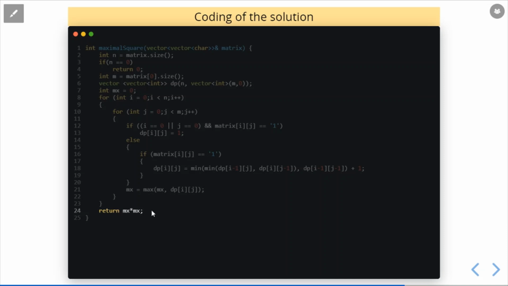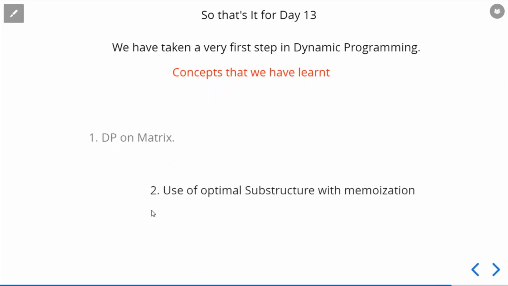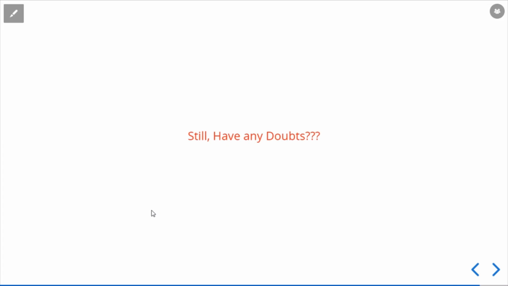So I think the problem was quite easy, and now we are at the stage where we are learning to form an iterative solution from the observations that we can make, and we are learning a variety of problems. So that is it for day 13. The concepts that we have learned today are DP on matrix and how to use optimal substructure with memoization in the matrix.